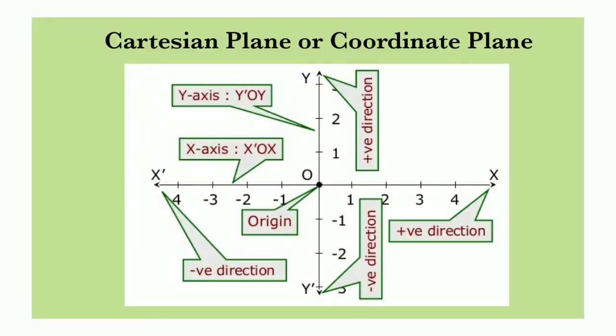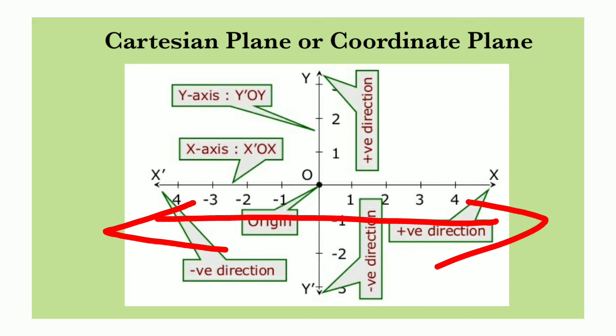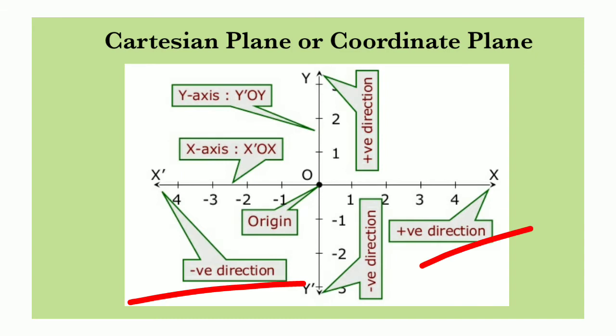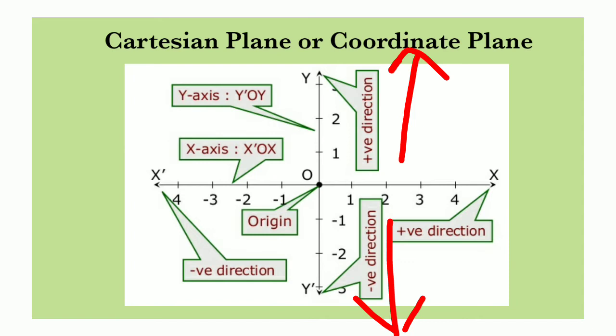Now choose a convenient unit of length and, starting from the origin as 0, mark off a number scale on the horizontal line, that is on the x-axis, positive to the right of the origin and negative to the left of the origin. Also mark off the same scale on the vertical line, that is on the y-axis, positive upwards and negative downwards from the origin.